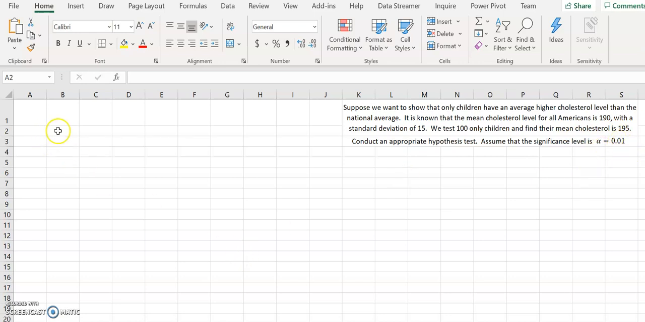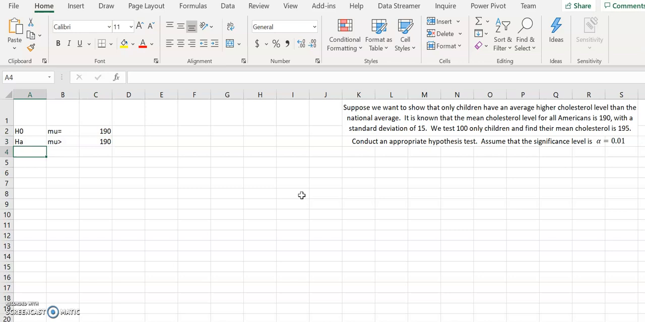So let's state our null and alternative hypothesis to start with. H0: mu equals, and the value that our null hypothesis has is 190. That is the population value. Our alternative is going to be mu, and since we want to prove that it's higher than the national average, we will have a greater than 190.